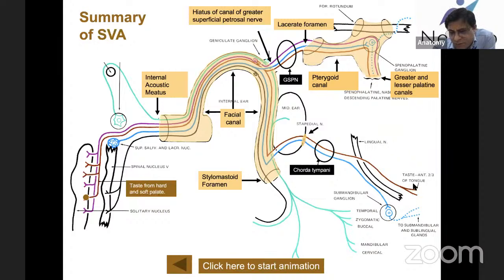Then the sensations from the anterior two-thirds of the tongue are being carried through this chorda tympani. See the course. This will also relay here into the upper portion of this nucleus tractus solitarius.